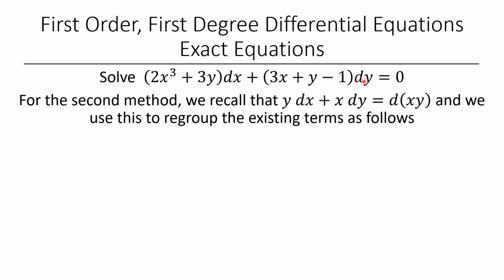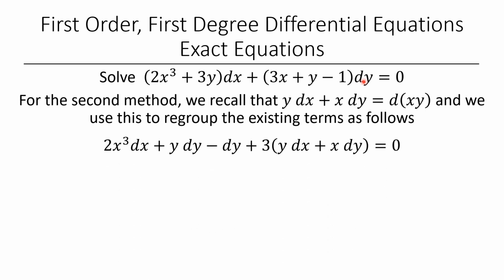So when we look at our existing equation, we can regroup this. We have our 2x cubed dx here. We have our y dy here. We have our minus 1 dy here. But now our 3y dx and our 3x dy, we can rewrite and regroup to be 3 times (y dx plus x dy). So this is the exact form we were looking for.